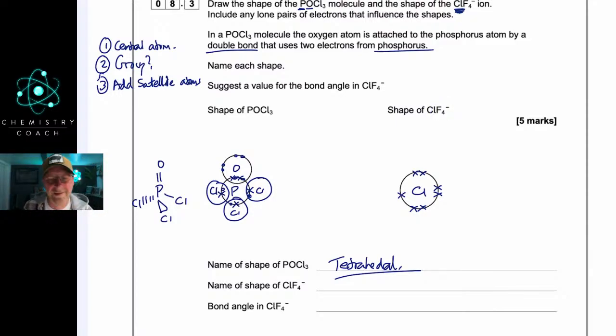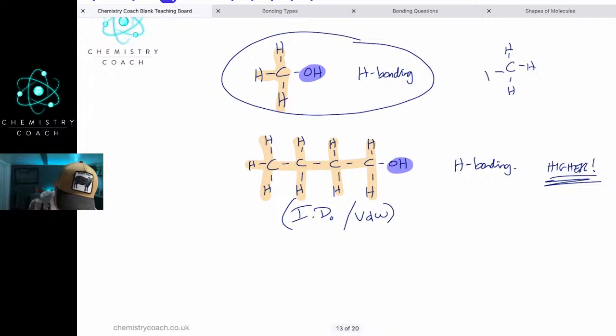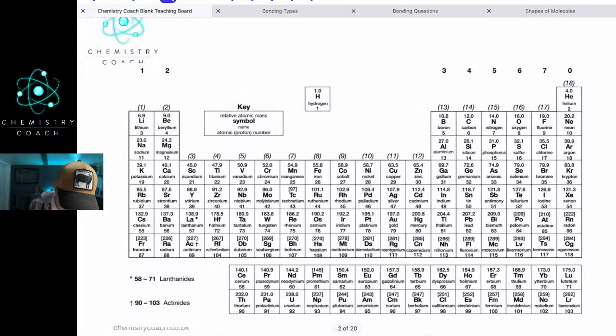Now, how the heck do we get 4 fluorines around this? How do we get 4 fluorines around this? Well, what you've got to remember, and it's not talked about a lot in a lot of specs but it's a fact, is that where you have these elements here, what they can do is what's known as expand their octet. Now, what does that mean?